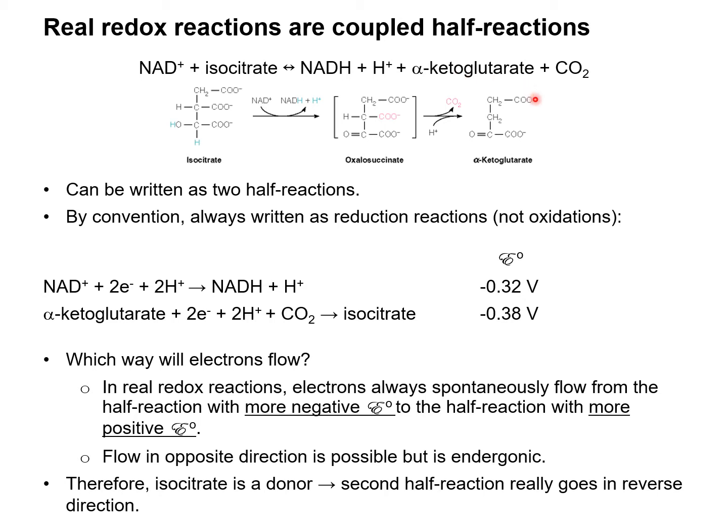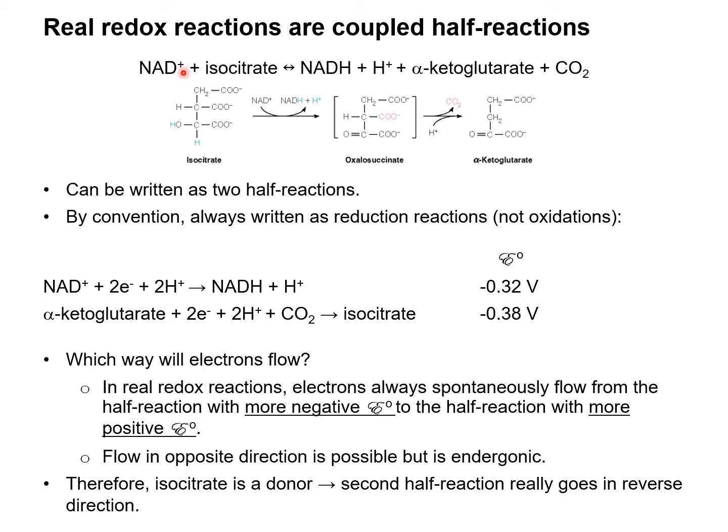So let's take a look at this reaction, which happens in the TCA cycle, where isocitrate is converted to alpha ketoglutarate through oxalosuccinate. The reaction has NAD plus and isocitrate being converted to NADH, which is the reduced form of NAD plus, plus a hydrogen cation, alpha ketoglutarate and carbon dioxide. This reaction can be written as two half reactions, but note that by convention, these half reactions are always written as reduction reactions, not oxidation reactions.